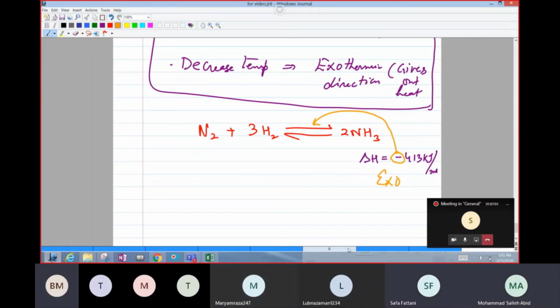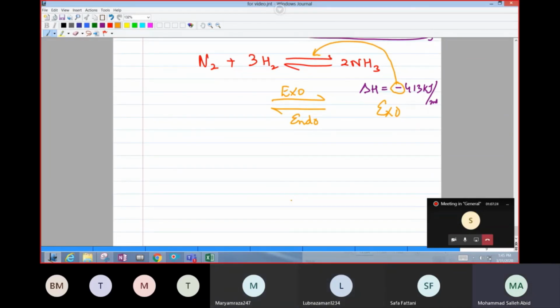So when they give you the enthalpy change for a reversible reaction, that value is always for the forward direction. So from here, I know that the forward direction is exo, so the backward has to be endo. So this is one way. They can give you an idea of which direction is exo and which direction is endo.